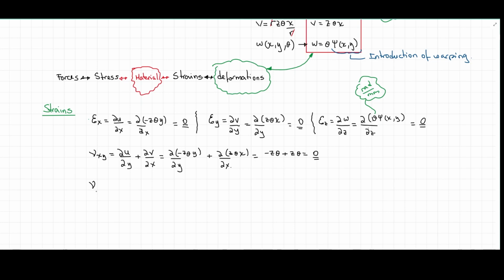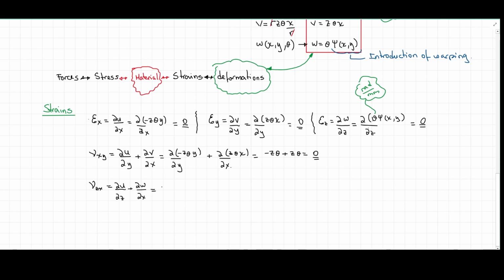We have gamma, then for example, zx or xz, because there is also reciprocity in these shear components of the strain. And I'm going to have then, let's see, this is going to be the partial derivative of u with respect to z plus the partial derivative of w by the partial derivative of x. And let's see what that is.